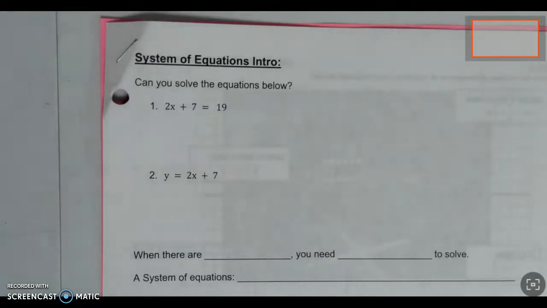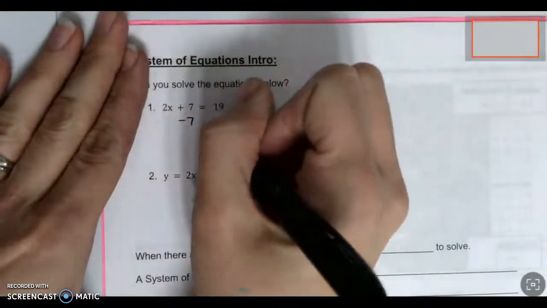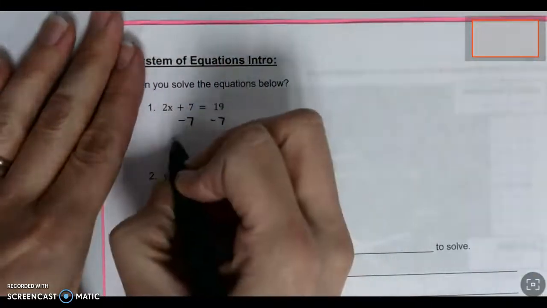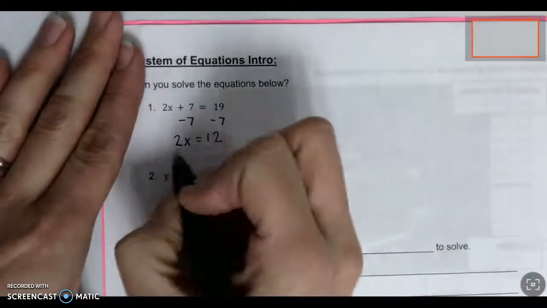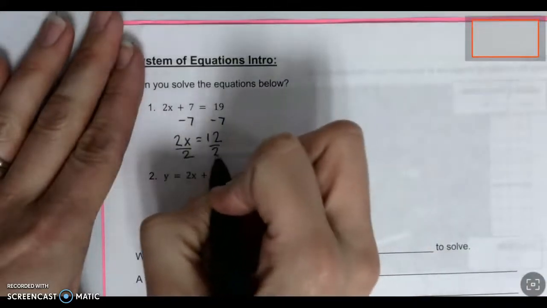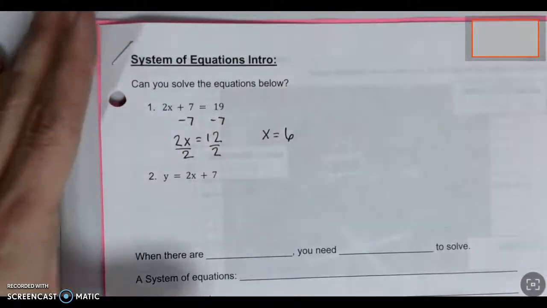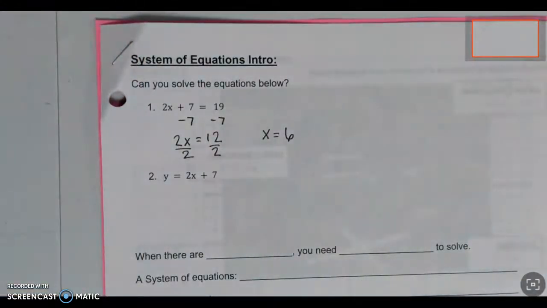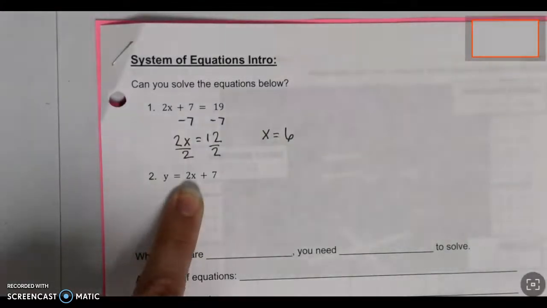So the first one here, hopefully when you solved this, you did -7, right? Yes. And then you got 2x = 12, and then you divide by 2, and you get an actual answer for x. Okay? If I asked you to solve this equation for x, the only thing you're going to be able to do is to move the things over, right?